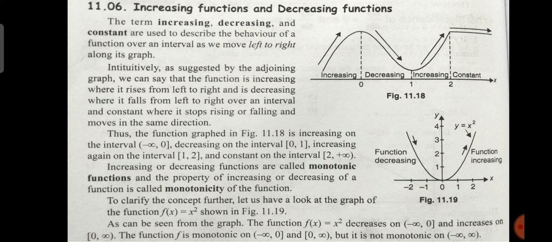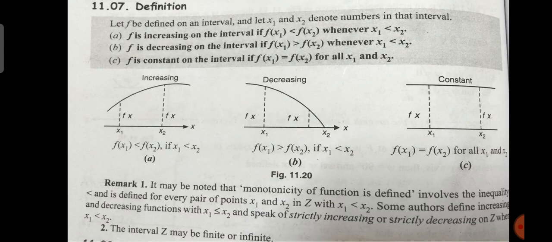Monotonicity of a function and in a graph. In a graph, it is easily determined, but for a function, you have to find the interval. Okay, that is the difference. And next, now the definition of a monotonic function, that means it is increasing or decreasing or constant.